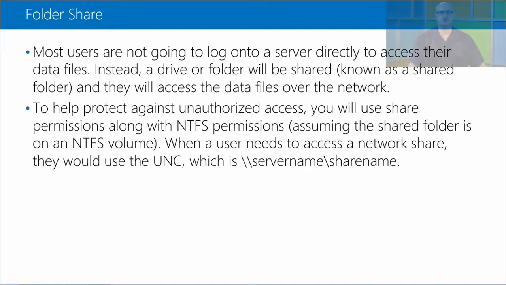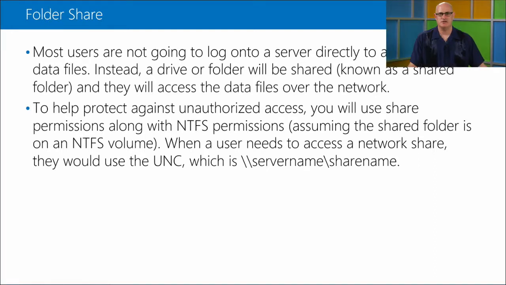And you use the permissions that we just talked about to address unauthorized access. Those that need access, we give permissions. Those that don't need access, we don't give permissions. To access a share, we use a UNC, and that's typically a \\server name\share name path.